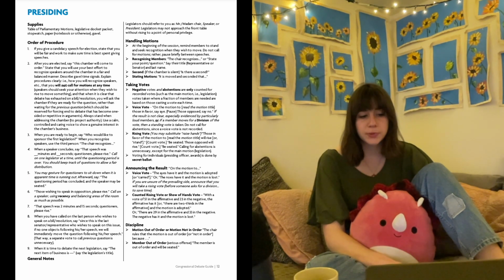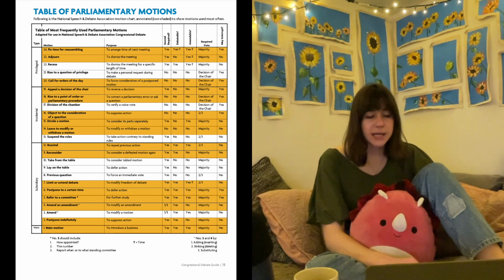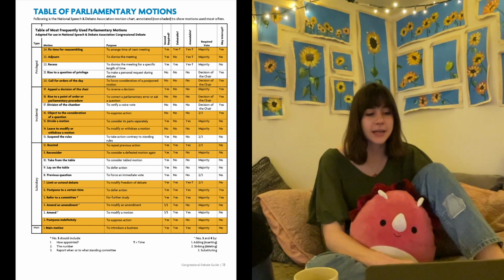So if you are super, super interested in presiding, read page 12. Page 13 is a table of parliamentary motions. Again, this is for POs, but also for people in the chamber who want to remain particularly, I don't want to say invested, because everyone should be invested in the chamber, but if you're looking to make stuff happen, if you're looking to create activity in the chamber, then this table of parliamentary motions will be helpful for you.